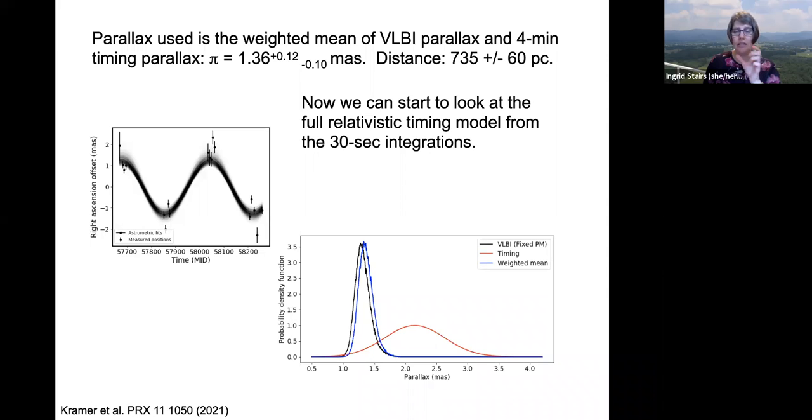In particular, we need to use much shorter integrations, 30-second integrations, and that's because we have this very, very short orbit, 2.5 hours. I mentioned that we're sensitive to the Shapiro delay. That has quite a sharp peak as the pulsar goes behind its companion. If we use integration times of a minute or so, we smooth out that peak so much that we lose sensitivity to it. So 30 seconds is the best compromise we can find between good signal to noise and continued sensitivity to Shapiro delay in particular.